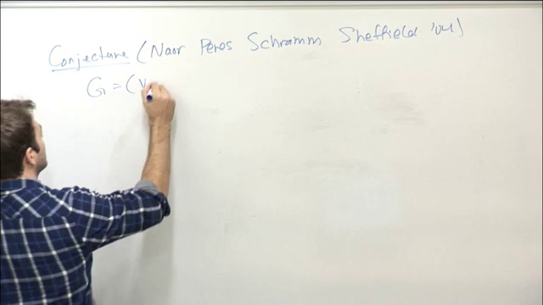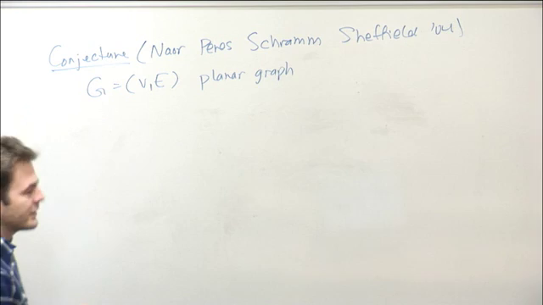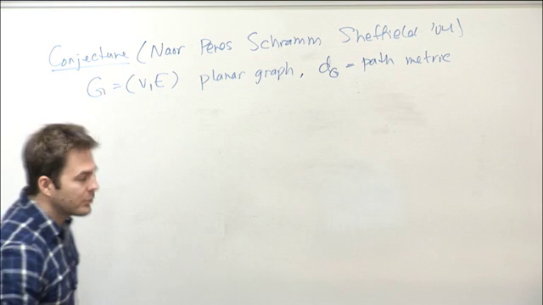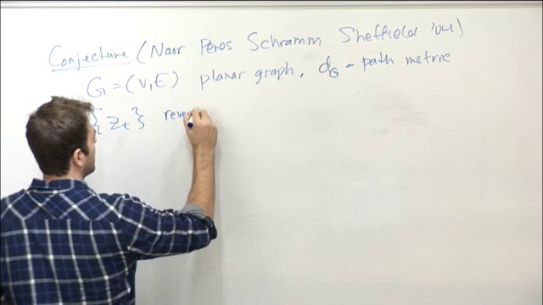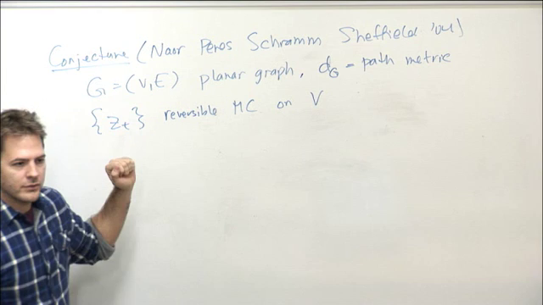So one has a planar graph. The graph can be infinite or finite. You'll see that for this particular stating of it, it doesn't really matter. I'll use d sub G to denote the path metric, the shortest path metric on the graph. And then you also have a reversible Markov chain whose state space is a subset of the vertices. So this is some reversible Markov chain on V, and it's supported on a finite subset of the vertices. So this is why it doesn't matter if the graph is finite or infinite.